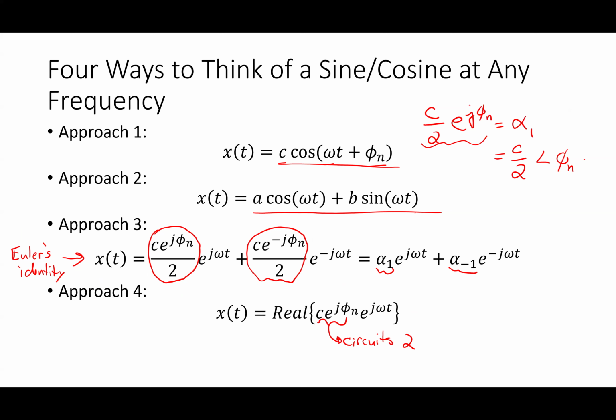Okay. Looking at this then, how can I express this guy, C over 2 e to the negative j phi n? How does that relate to this guy? It's the conjugate of it, right? So I can see that alpha minus 1 is the conjugate of alpha 1.